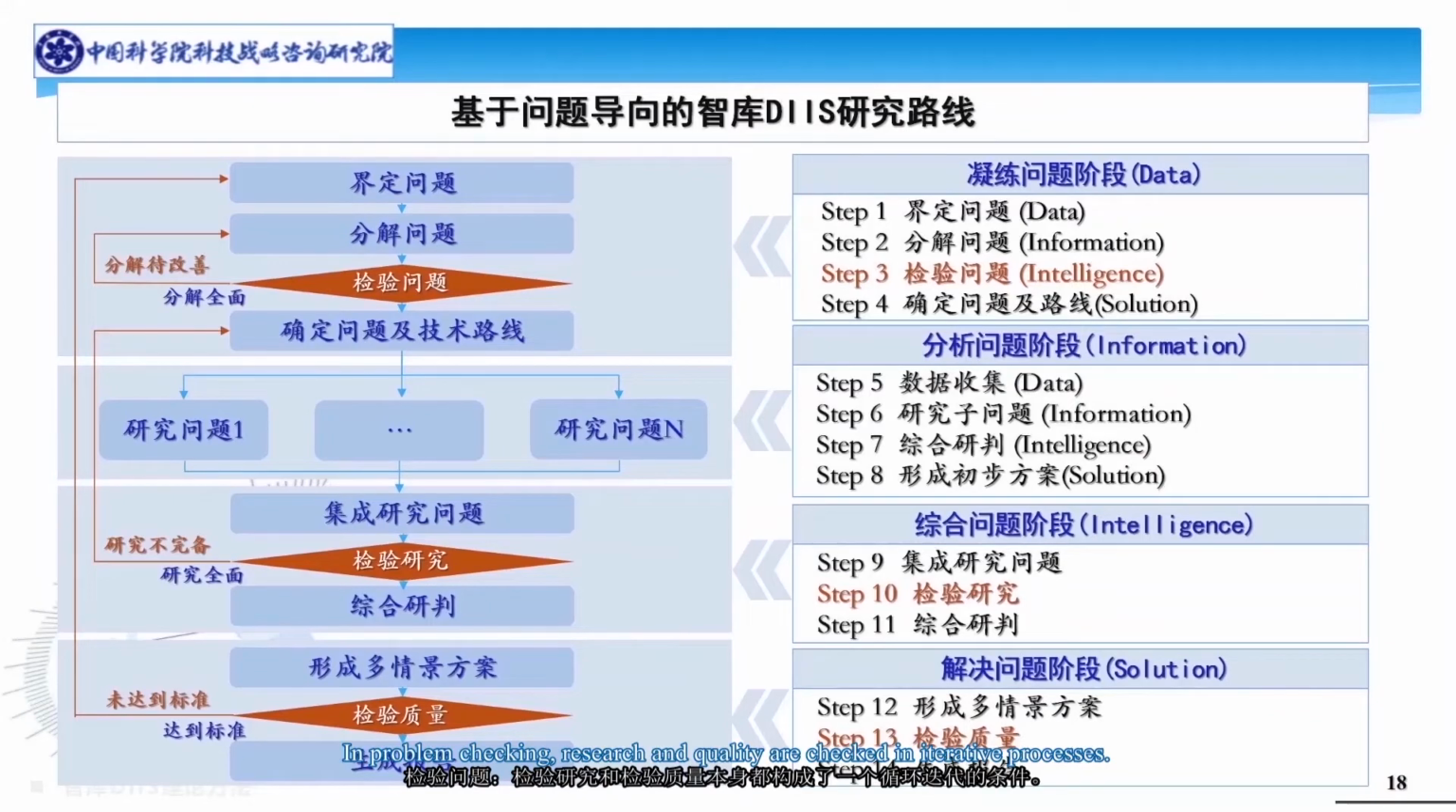In problem checking, research and quality are checked in iterative processes. Once incomplete, it will go back to the decomposition, integration, or even the first step, and go through iterative escalation in the helix structure. All this can help form the technical root of problem-oriented think tank DIIS.